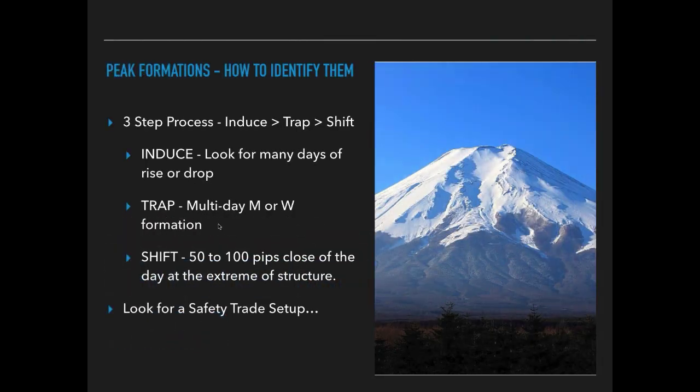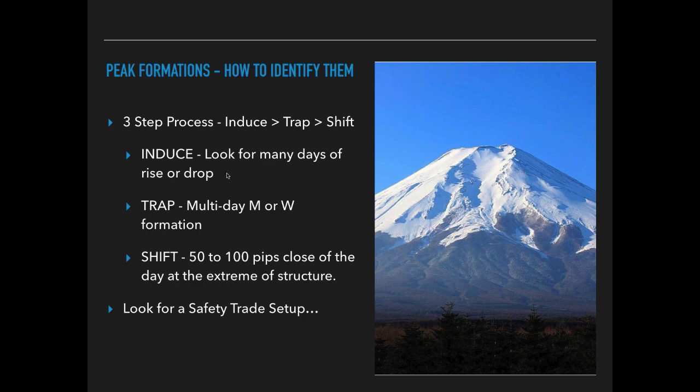If you remember from last week's presentation on peak formations and how to identify them, we talked about how there was a three-step process that they all go through, right? Induce, trap, and shift. The inducement is many days of rise or drop. Then you look for a trap, a multi-day M or W formation at the top of the peak. Then you look for a shift away from that peak, 50 to 100 pips, close of the day at the extreme of structure. I'm going to show you some examples of what I mean by that.